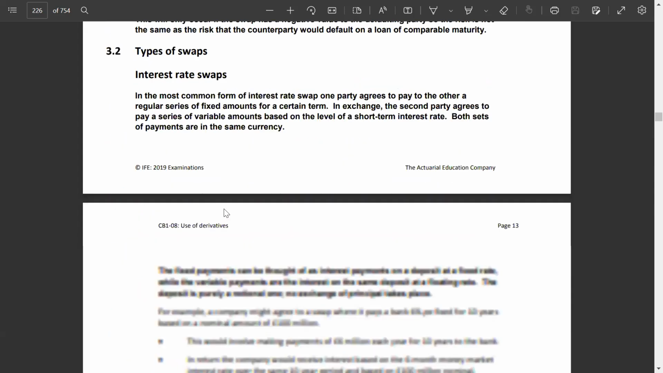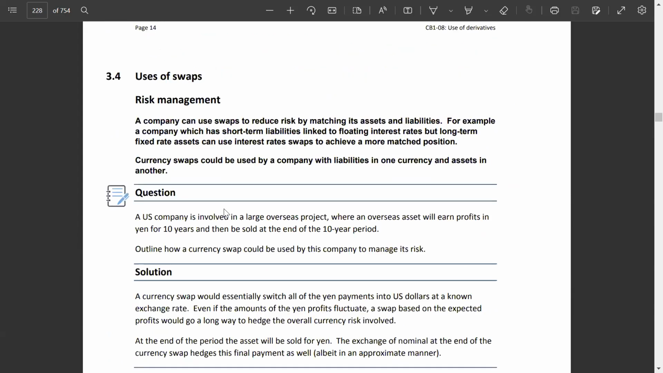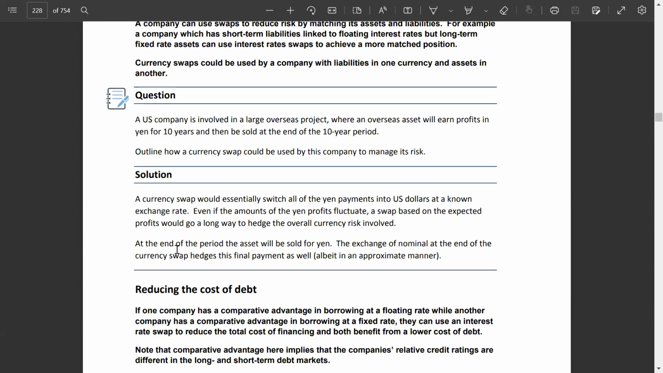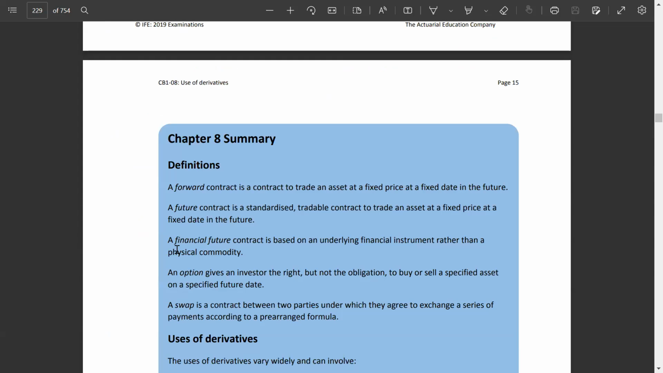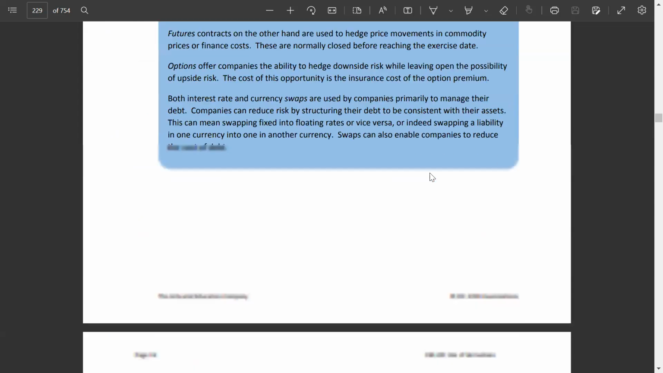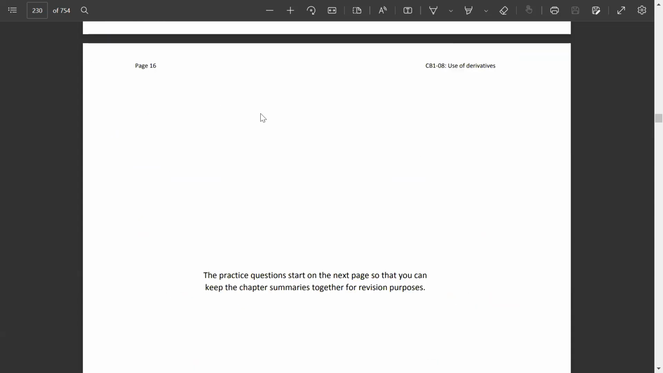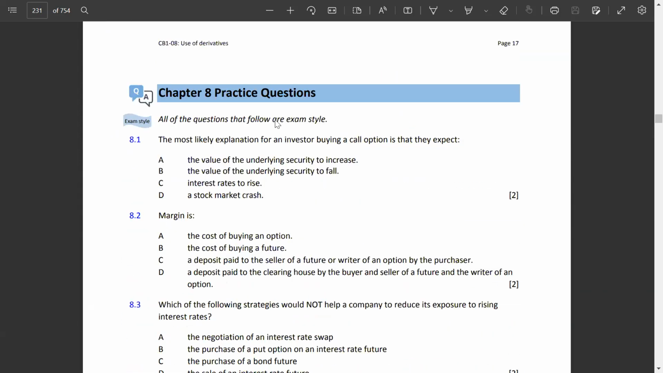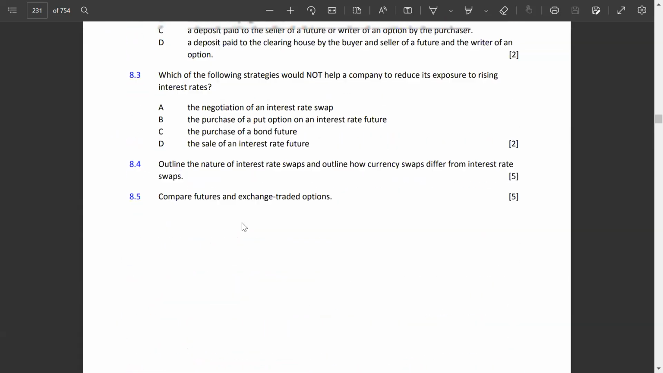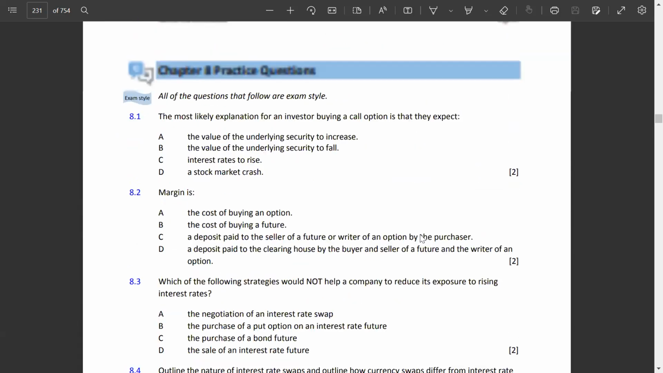And these are the risks. These are the two types of swaps. And finally, uses of swaps. And with this, we are done with this chapter. A very short chapter, I would say, roughly around 15, 16 pages only. So you can read it. It's not something very difficult. It's kind of easy. The questions are also easy.